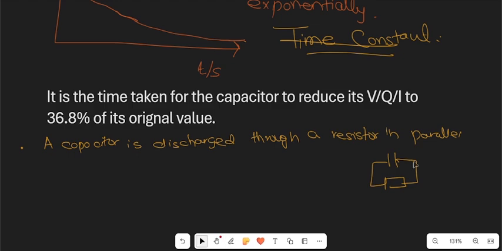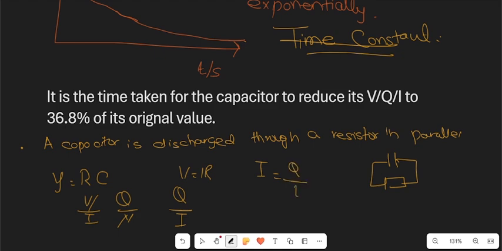Now, the formula for time constant is tau equals RC. What is its unit? We know V equals IR, so R is V over I. Capacitance is Q over V. We cut the V, leaving Q over I. What is Q over I? We know I equals Q by T, so Q over I is equal to T. T has seconds as its unit. So seconds is the unit for this.